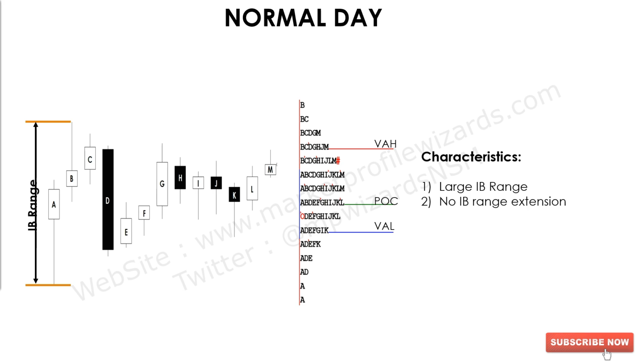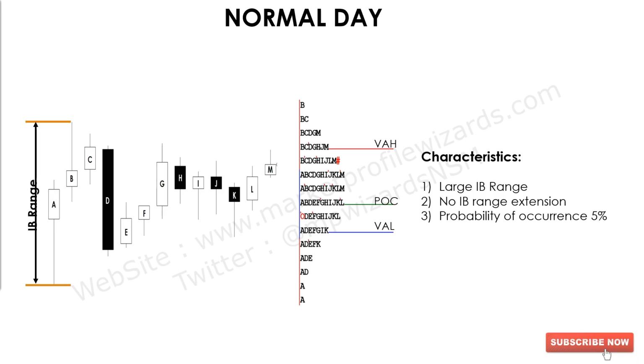As I said, there will not be any range extension, so the entire activity happens within the first 1 hour range. The third important understanding is probability of occurrence. That is very simple: if I take the last 100 trades, how many times the normal day occurred is what we call the probability of occurrence.